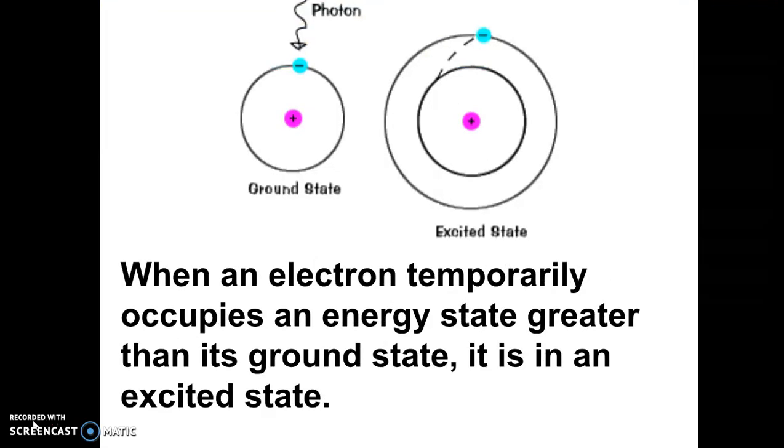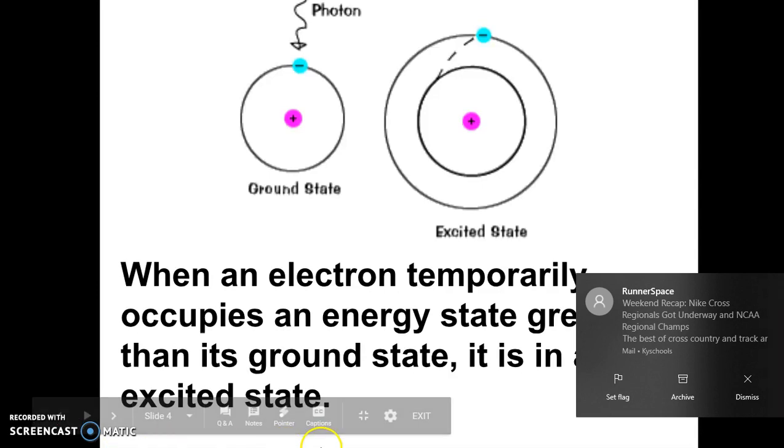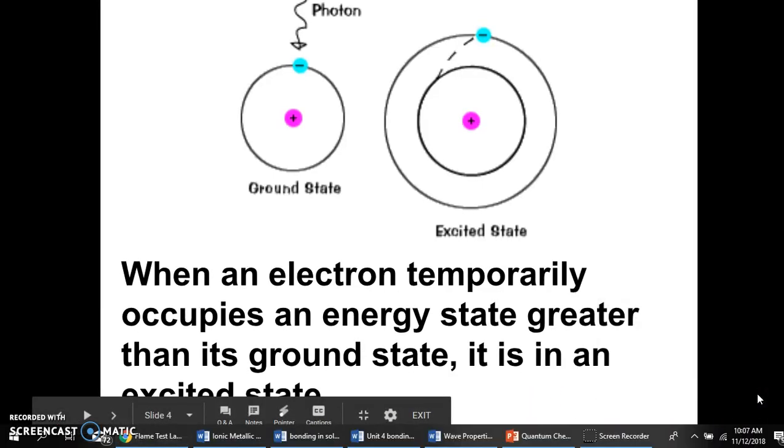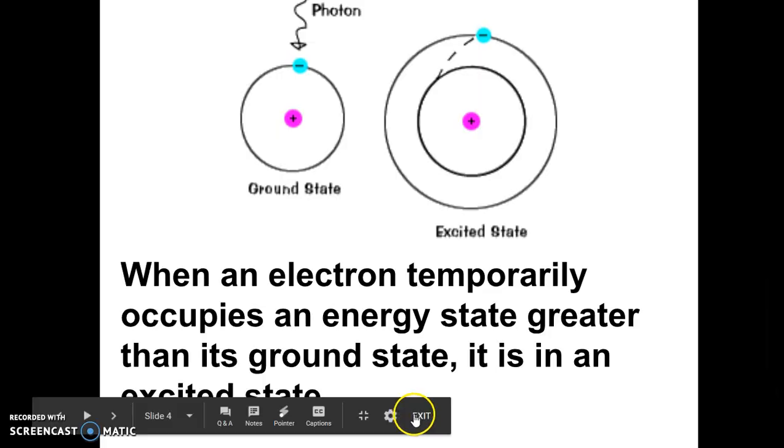So what is happening on the atomic level? Electrons, we know they are in certain energy levels or certain rings, okay? However, these electrons can jump to different rings, and when those electrons temporarily jump to another ring, we say that electron is in what's called an excited state, okay?